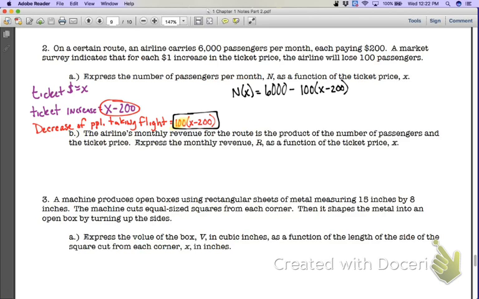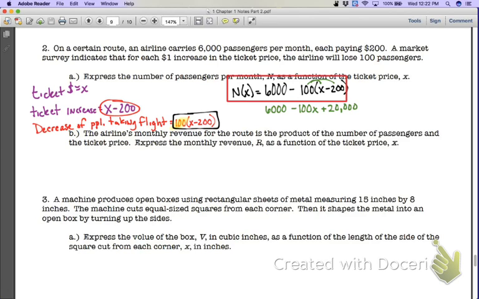Now, I'm okay with you leaving it like this. I'm okay with you leaving it basically here and calling it good. And that's probably a little bit more realistic than if you saw it as, like, if I actually distributed the 100 into everything and had 6,000 minus 100x plus 20,000 and doing it that way. All right. I would probably leave it like this.